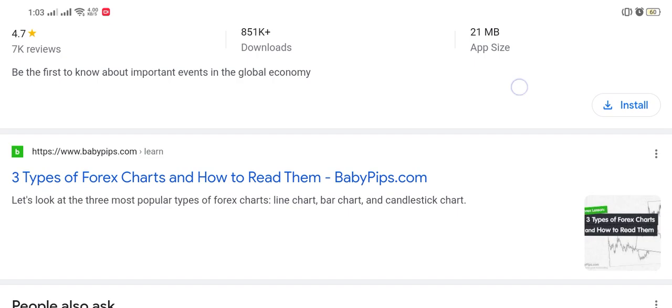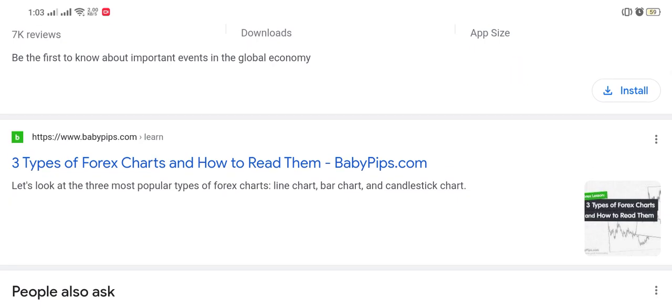Three types of forex charts, how to read them.